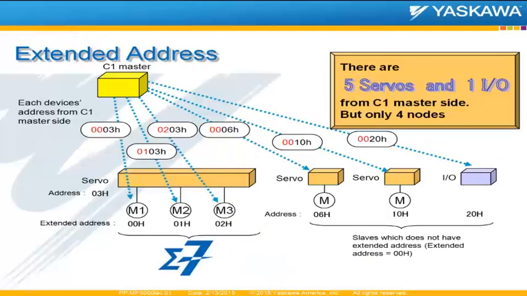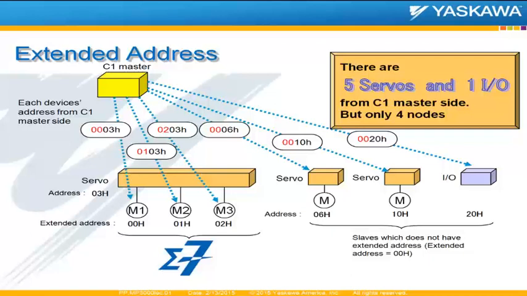There's a new feature under Mechatrol called extended address, so that you can have 4 nodes and have 5 servos and 1 I/O device seen from the master. The way that works is the first node is set at address 3, but behind the scenes, Mechatrol 3 superimposes or prepends a number to that node address so that it can actually talk to multiple servos at one node.